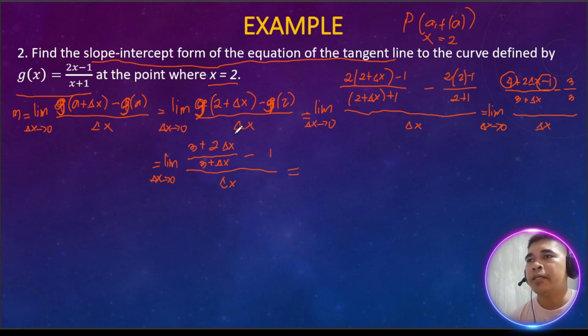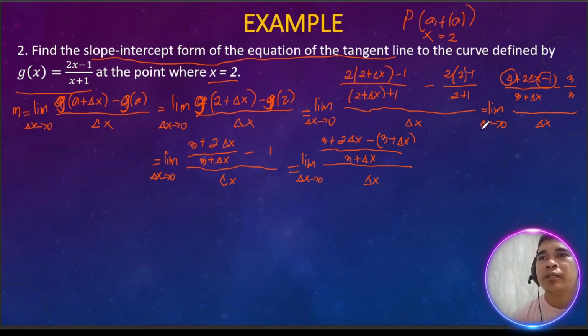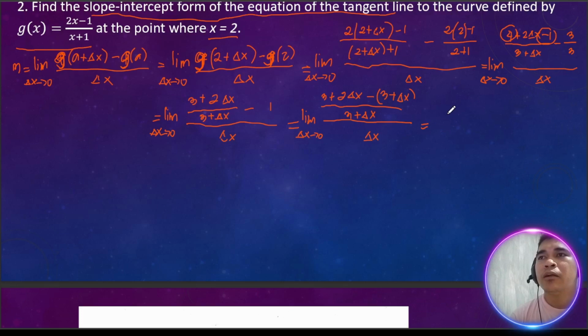So, diri find the LCD. That is 3 plus delta x. So, limit, 3 plus delta x. So, we get 3 plus 2 delta x minus, times lang natin, di ba? 3 plus delta x all over delta x as delta x approaches 0. Okay, simplify further. Limit.